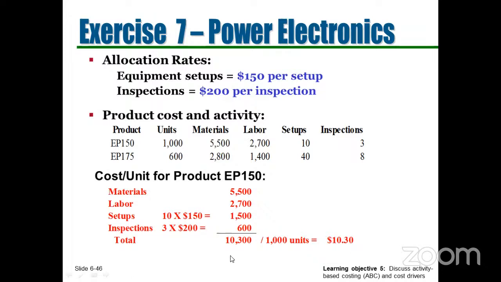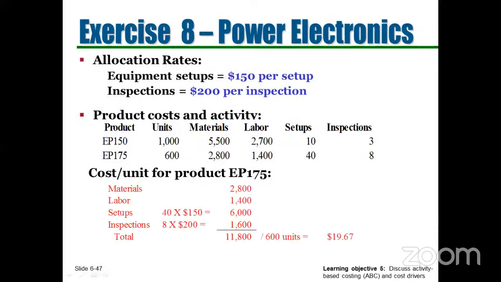So you see, using this method is more relevant instead of the earlier method. Second example, you see EP175: 2008 here, then the labor 1,004, setup 40 times 150, then the inspection is 8 times 200, 1,006. Total is 11,800, divided by 600 units production.